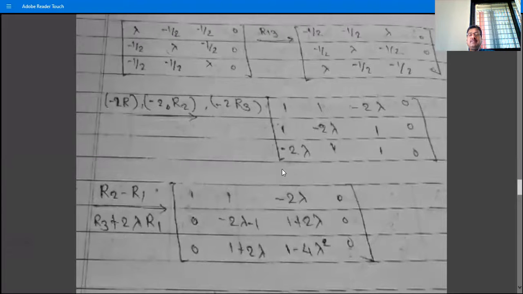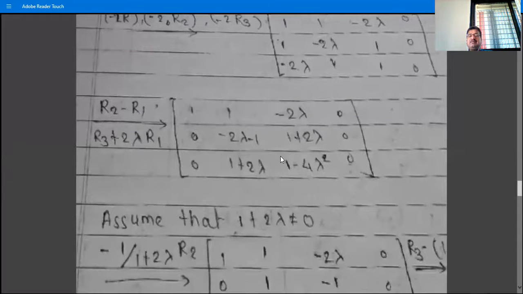Then we have to reduce this element to 0. To reduce this 1 to 0, the operation is R2 minus R1, and to reduce this minus 2 lambda to 0, the operation is R3 plus 2 lambda R1. So the first row stays as it is, the second changes like this, and the third is this. Then 2 lambda plus 1 is 1 plus 2 lambda, and 2 lambda into minus 2 lambda becomes minus 4 lambda square, so 1 minus 4 lambda square, 0. After this operation, we have this matrix.